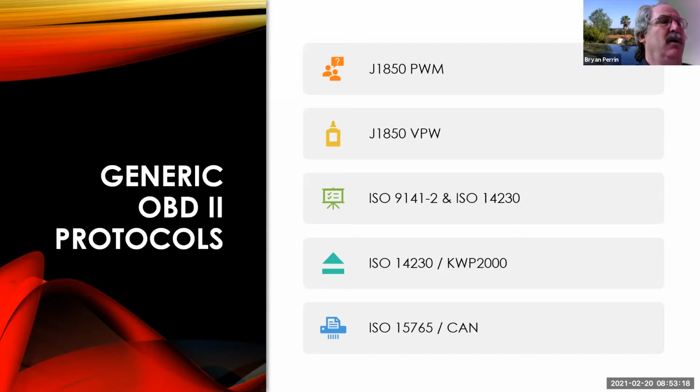And of course, our ISO 15765, AKA CAN. CAN's a little more standardized than the others. It's going to be only on pin 6 and 14. And it uses 2.5 volts at rest. And we have CAN high and CAN low. CAN high goes from 2.5 to 3.5 when it talks, and CAN low goes from 2.5 to 1.5 when it talks. So this is the generic protocol.